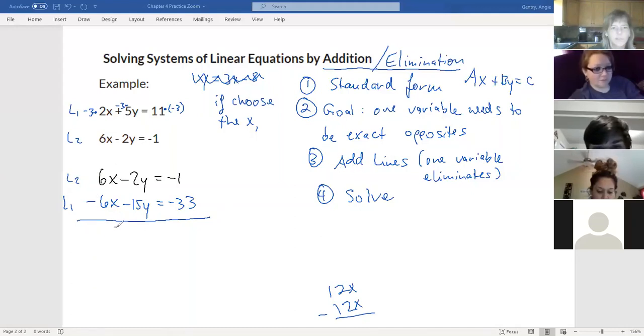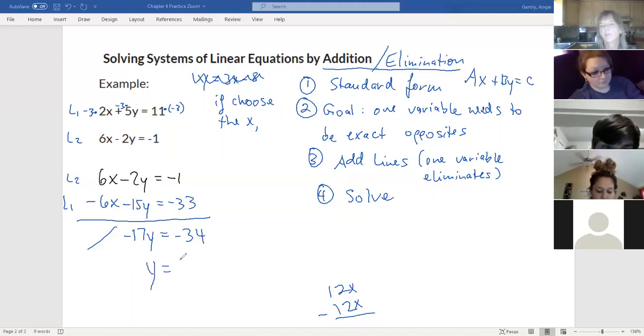6x minus 6x is gone. Negative 2y minus 15y. So I borrow 2, I borrow 15, I owe 17, yes? And I borrow 1, I borrow 33, I owe 34, and this gives me hope. Look at this. 34 is evenly divisible by 17. Right there, I know that I'm on the right track. Watch your signs, but negative divided by negative is positive, and that should be a 2. Yeah?